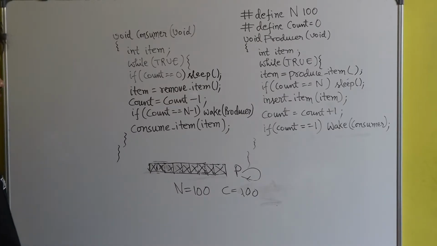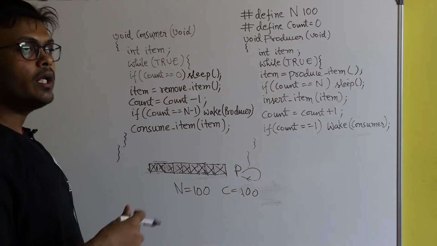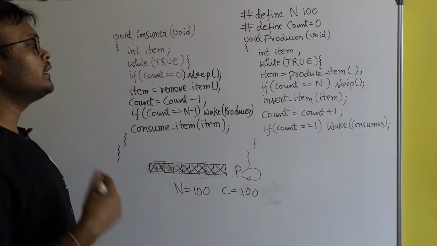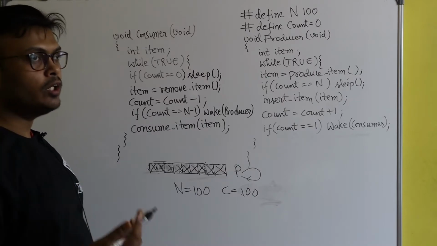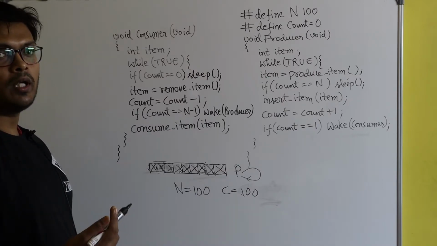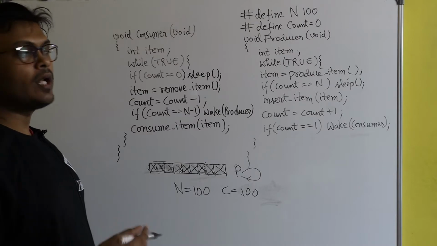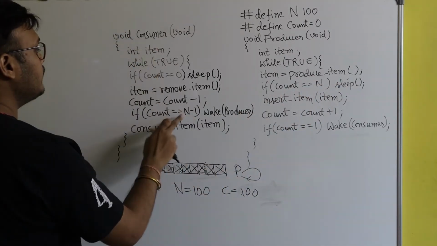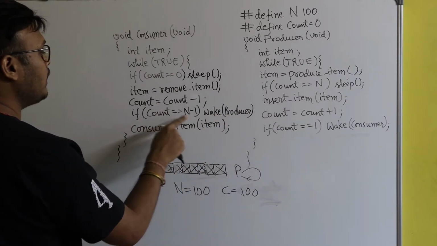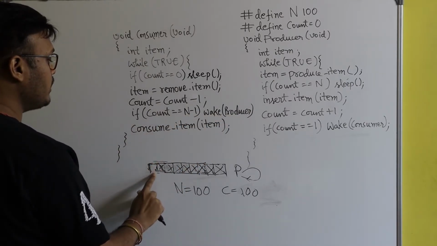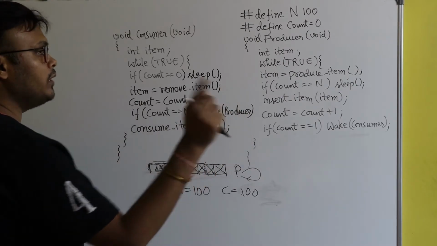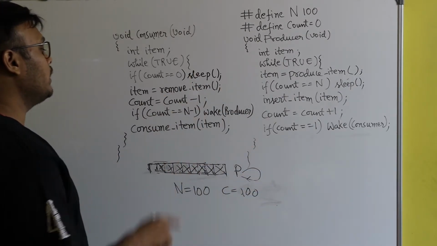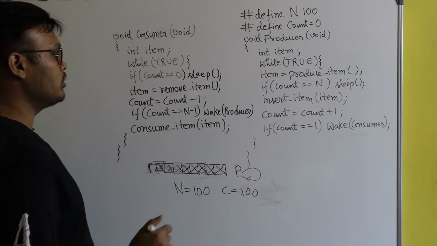So if the buffer is completely full, the producer has nothing to produce. So if the producer has nothing to produce, then what can the producer do? The producer will wait for the empty slot. Okay. So rather than waiting, the producer should sleep. So the consumer is waking the producer. Okay, I have consumed one item. There is one empty slot in the buffer. Now please wake up and you can produce one more item. Okay, that's why I have written here wake producer.